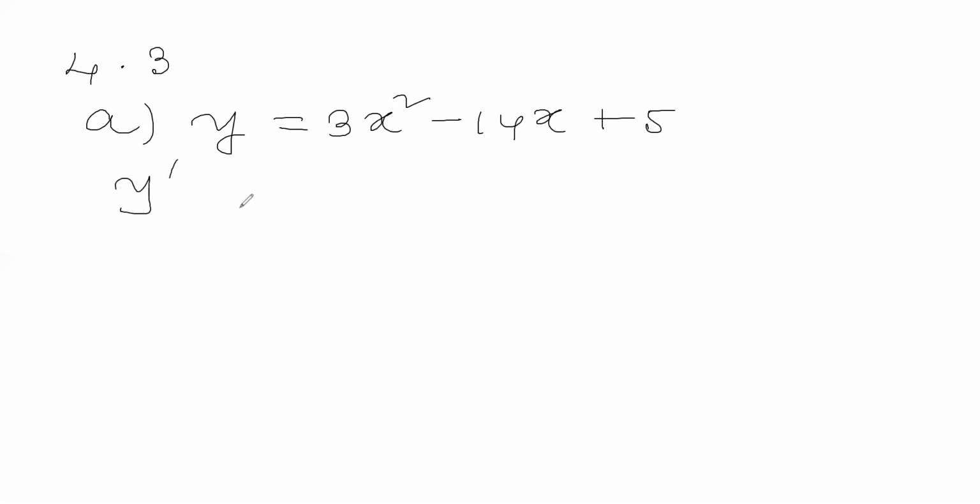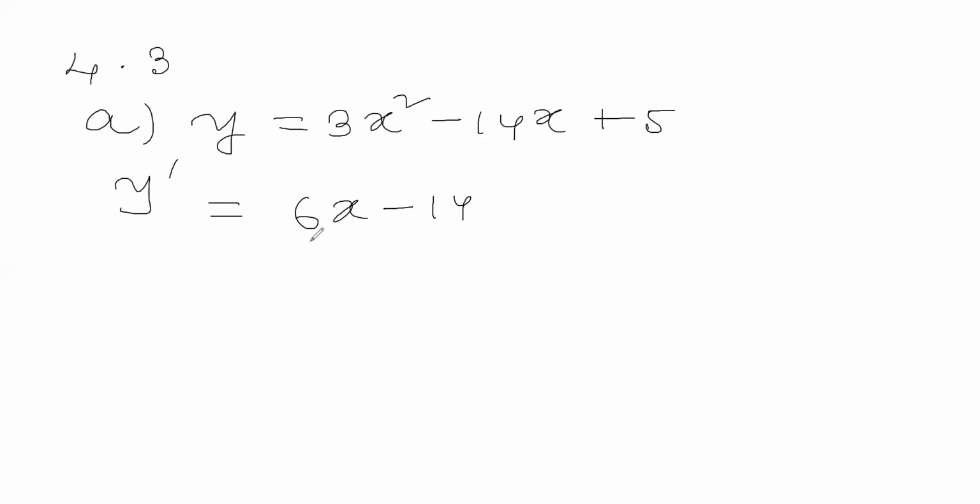Now let's begin. The equation is y is equal to 3x squared minus 14x plus 5. As you can see, x is the variable for which I will be differentiating y. So by taking the first order derivative, I get 6x minus 14. As 5 is a constant number, you know that differentiating a constant simply results in 0.